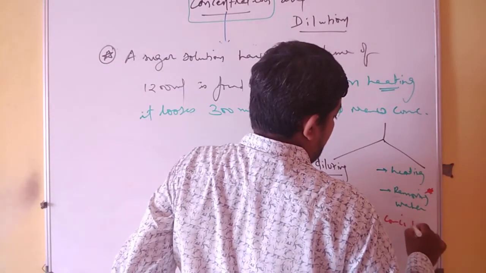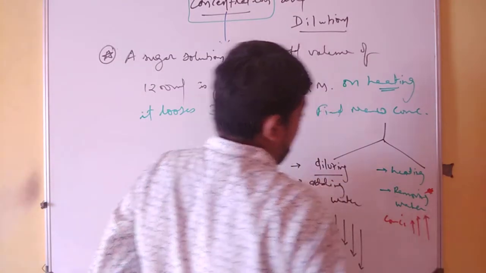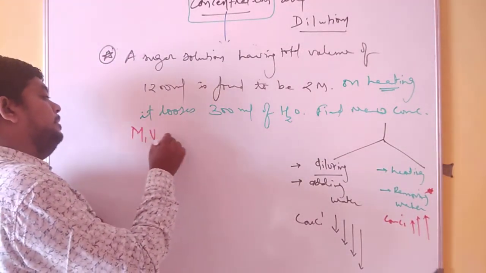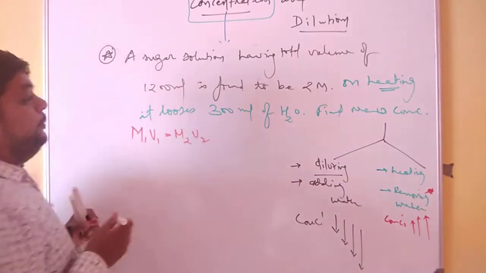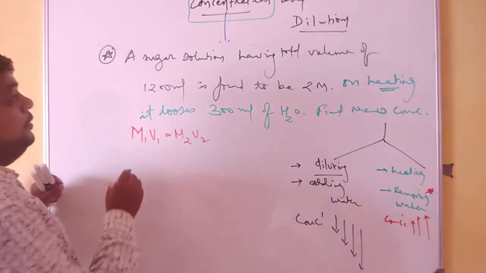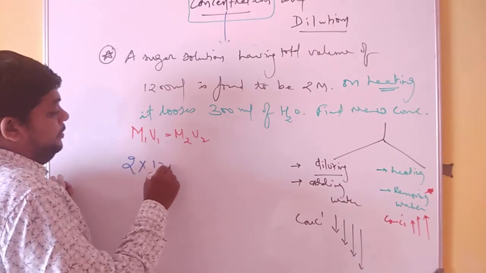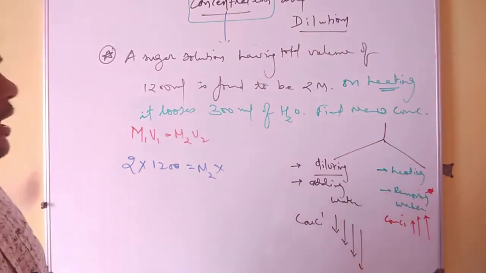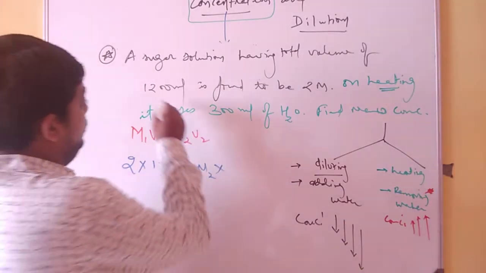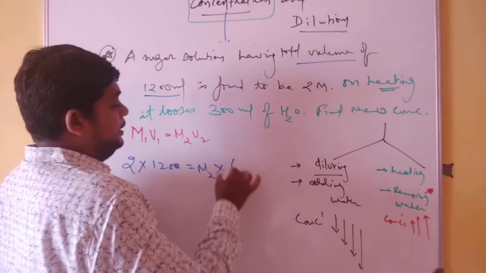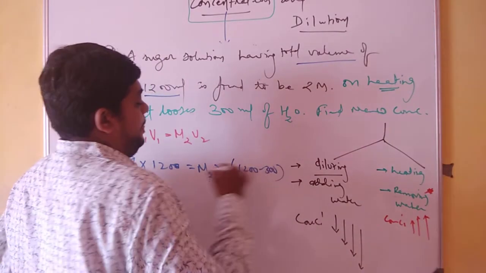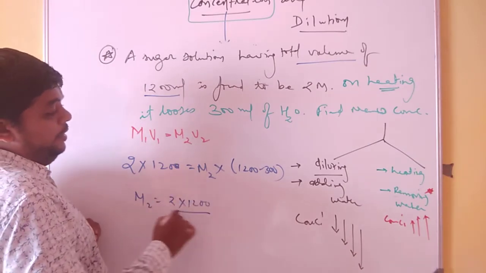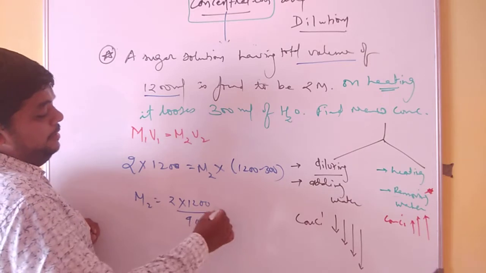Your concentration will increase. So over here, again the same funda, M1V1 is equal to M2V2. So friends, your M1 is 2 molar, V1 is 1200. I am supposed to find out M2, and 300 ml of water is lost. So from the total volume of 1200, I am subtracting 300, 900. So M2 is equal to 2 into 1200 divided by 900.